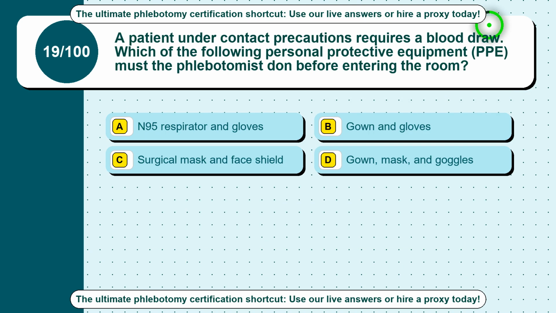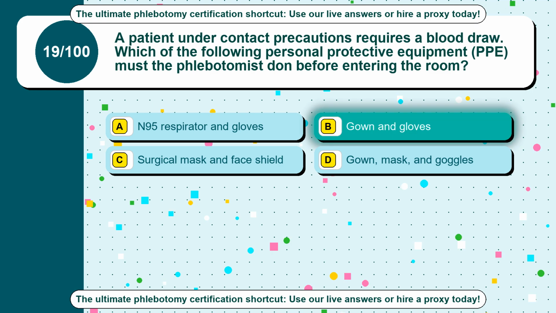Question 19. A patient under contact precautions requires a blood draw. Which of the following personal protective equipment, PPE, must the phlebotomist don before entering the room? Option A, N95 respirator and gloves. Option B, gown and gloves. Option C, surgical mask and face shield. Option D, gown, mask, and goggles.